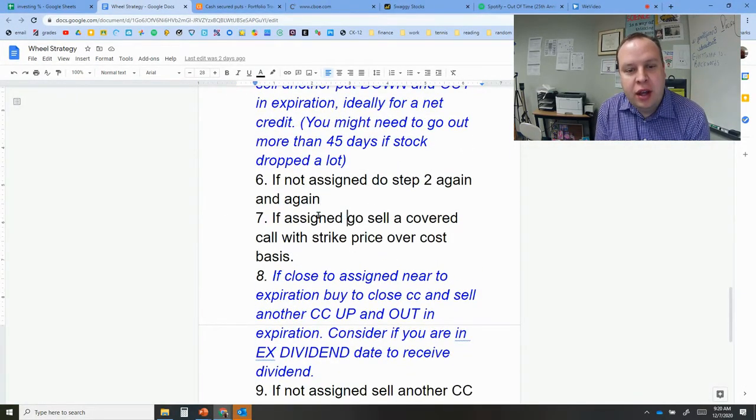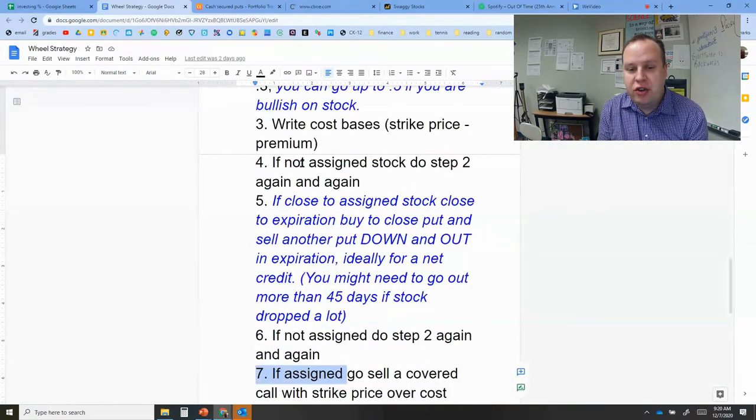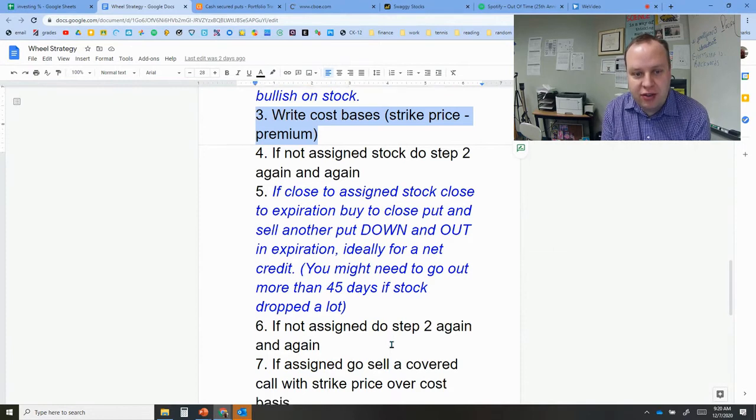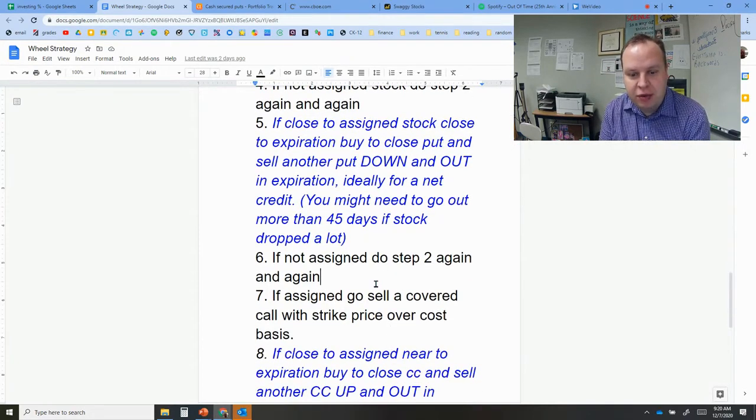At this point, you're going to get assigned, okay? If you get assigned at this point, you're going to continue the wheel strategy by selling a covered call and make sure your strike price is over the cost basis that we figured out in step 3.